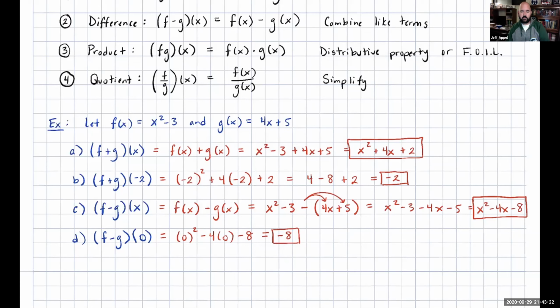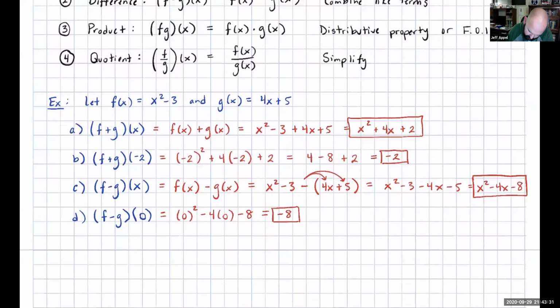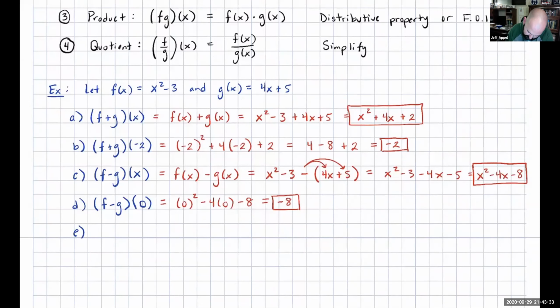Okay, so there's addition, there's subtraction, and there's how you handle plugging in a value. Let's look at multiplication. So let's say we were asked to find f times g of x. So just like before, just like with addition and subtraction, let's just remind ourselves of what this means. It's to take the function f of x and to multiply it by your function g of x.